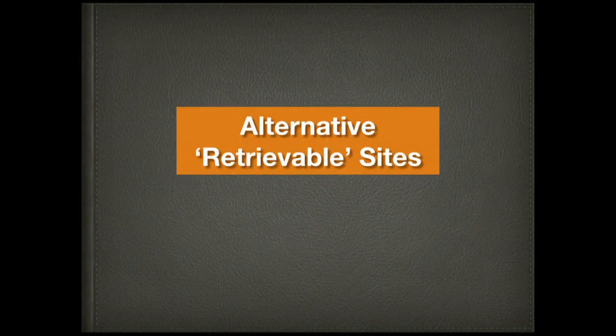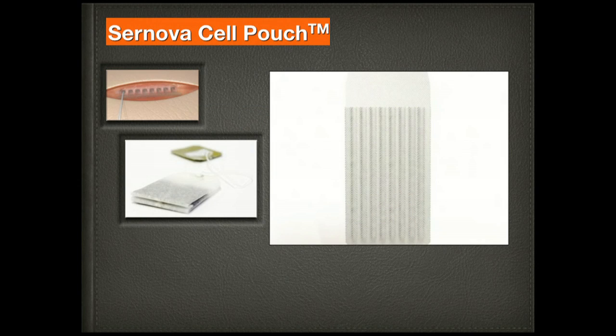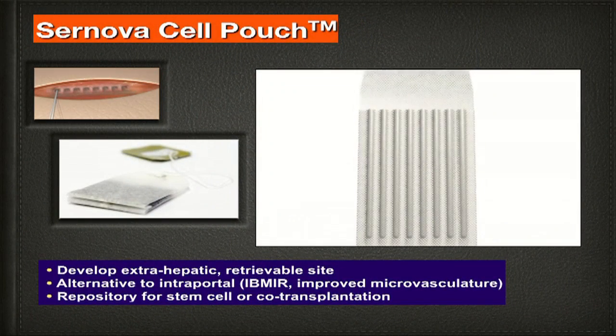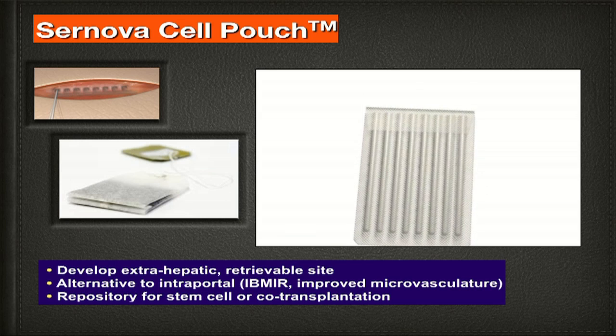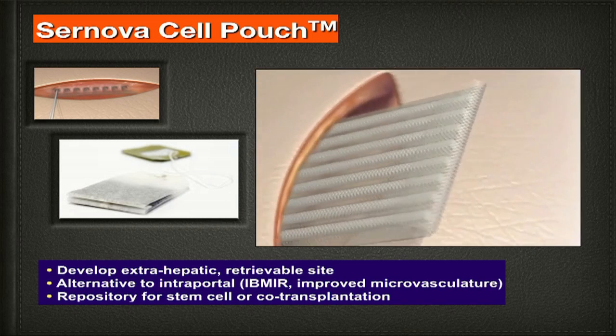So we're looking at alternative retrievable sites to put in islets today or stem cells potentially tomorrow. And here's a trial that we're actively involved in now with a company called Sonova. And this is a device that goes under the skin. It looks the size and shape of a tea bag. And it basically threads in under the skin. We leave it there for about a month or two.